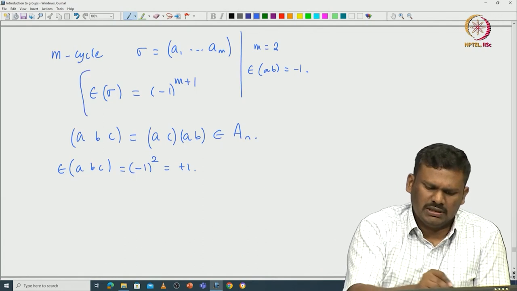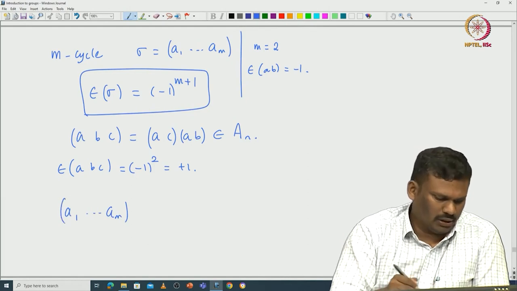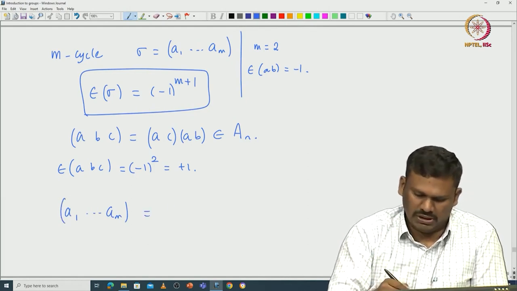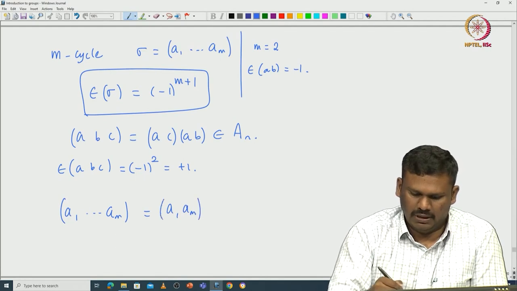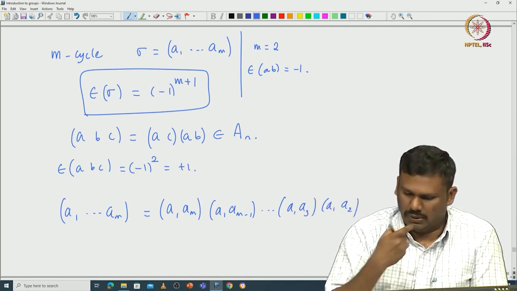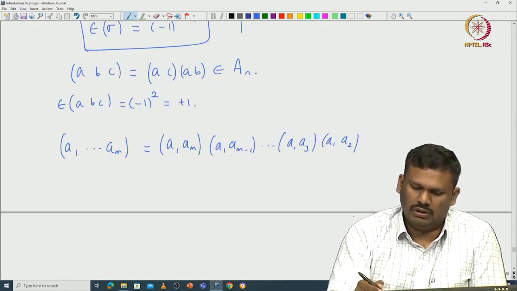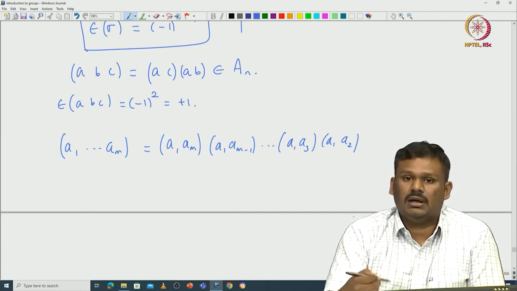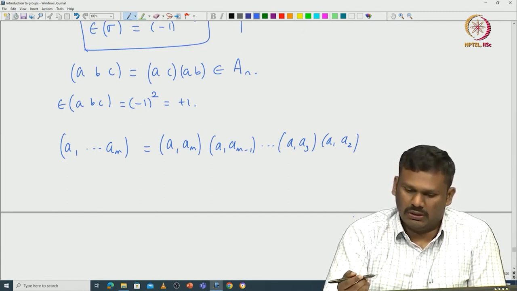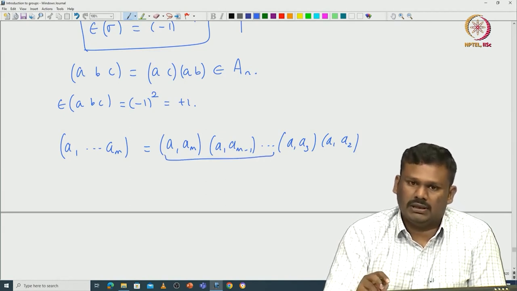Now how can one check this? You write this sigma, (A1 ... Am), as a product of transpositions: (A1 Am), then (A1 A(m-1)) and so on, then (A1 A3) and (A1 A2). So this is your cycle (A1 ... Am). For example, one can check easily. A1 goes to A2, and A2 is fixed in all the others. So that means it is just A1 goes to A2. Similarly, A2 goes to A1, A1 goes to A3 and A3 is fixed in all the rest. So A2 goes to A3 and so on.